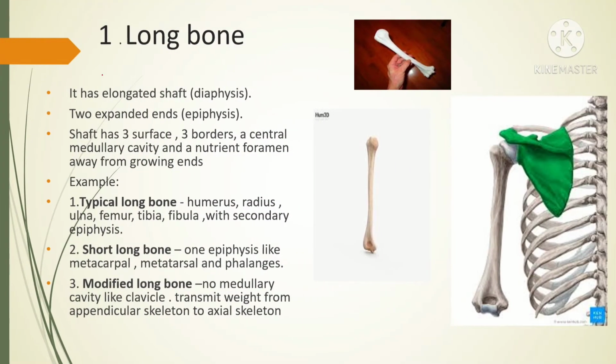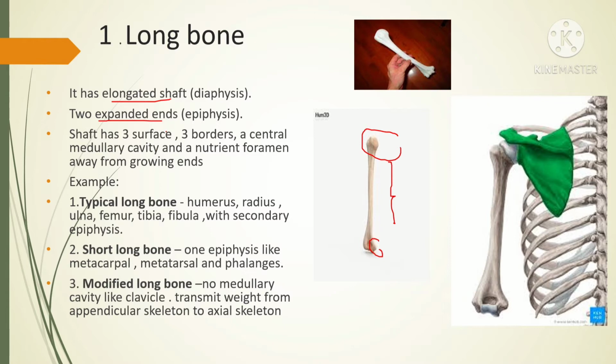Let's start with the long bone. As the word says, it is a long bone with an elongated shaft. Now let's look at the characteristics, the properties of a long bone. First, it has an elongated shaft. It has two expanded ends. As you can see, these are the ends, and the major region is the shaft region. The shaft is called the diaphysis, and the ends are called the epiphysis.